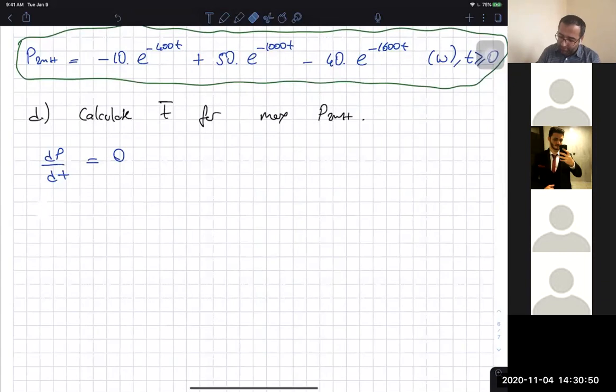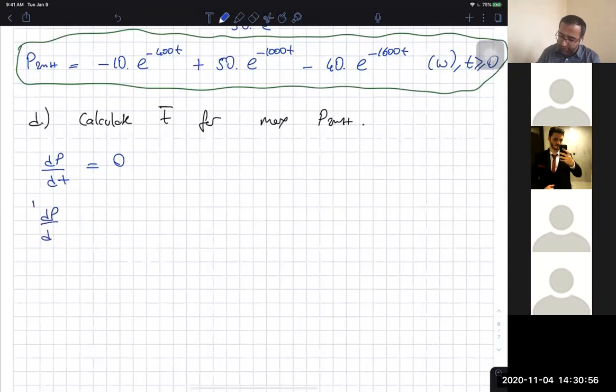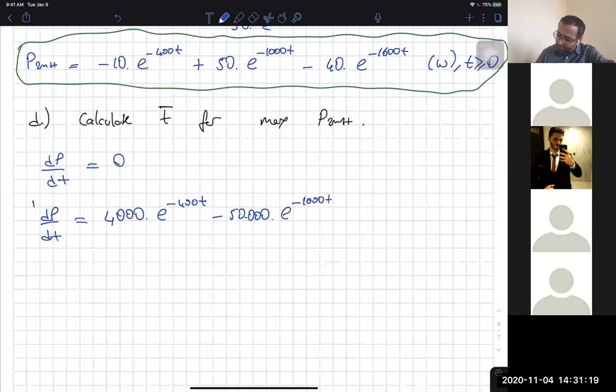So dp over dt is, now let's take the derivative. So that will be plus 4,000, I believe, right? And then the next one will be minus 50,000 times e to the minus 1000t, and then plus 64,000, right? E to the minus 1600t, and then we will equate this to 0.